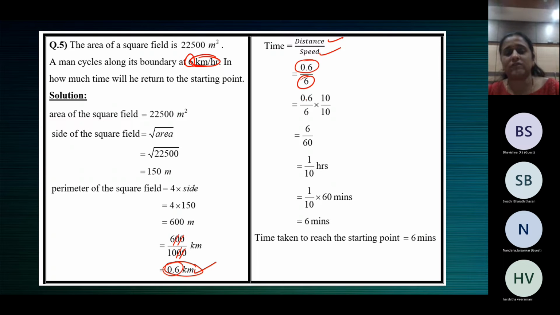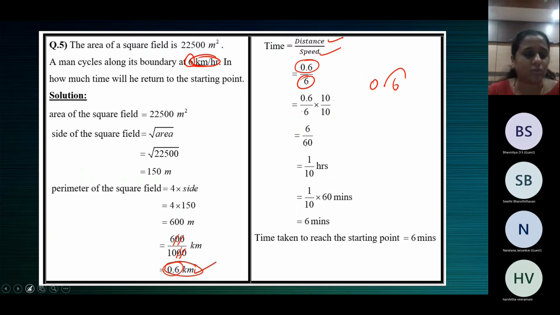Now to work this, you'll have to shift the decimal point. So you can multiply and divide by 10. You want to shift this decimal point in 0.6. So 0.6 into 10 will give you 6, and 6 into 10, 60. So that's nothing but 1 by 10.